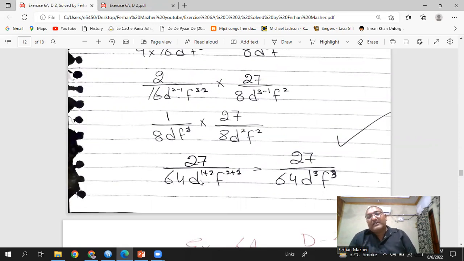So the d raised to power 3 and f, here we have f raised to power 1, here we have f raised to power 2. So the powers will be added because both of them are in the denominator. So f raised to power 2 plus 1, so it will become f raised to power 3. So this is how you will do this question.